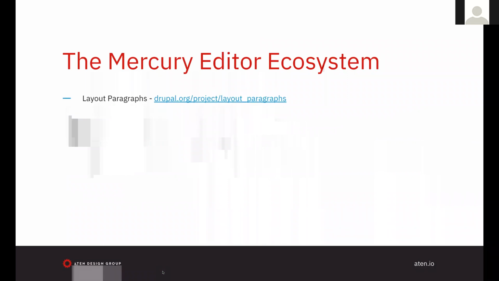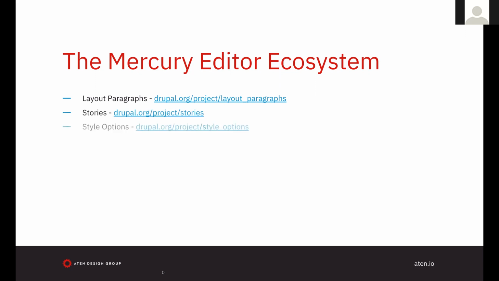First and foremost, Mercury Editor is largely based on layout paragraphs. So all the drag and drop functionality and the really easy drag and drop editing interface is provided by layout paragraphs. Additionally, Mercury makes use of Stories, which is a module on Drupal that provides a library of component types or paragraph types. We're using a module called Style Options that provides a customized layout plugin, and we'll see what that looks like as well, or what that means. But Style Options is what is providing all of the styles that you'll see on the Aten Design Group website demo.